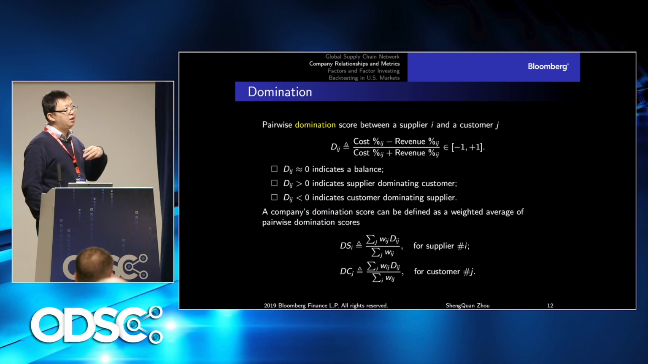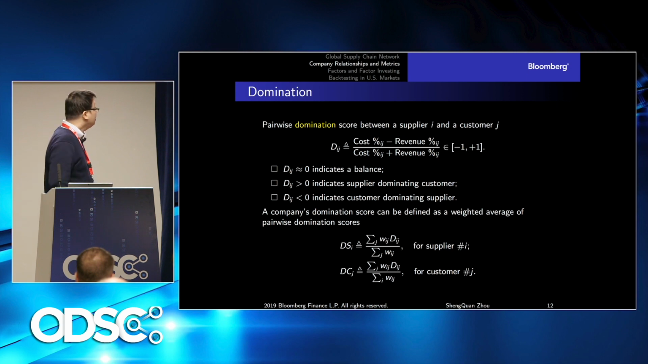So if you are a supplier and the revenue you generate from this customer is only a small percentage of your total revenue. But from the customer perspective, the cost spent on the supplier is a large percentage of the cost. That means the supplier is dominating the customer.